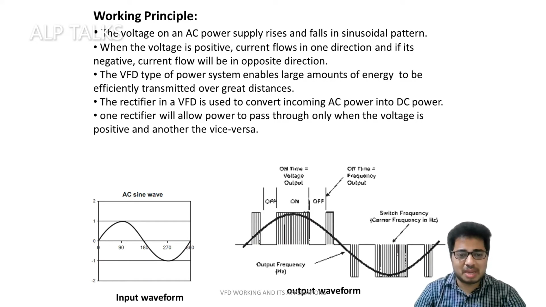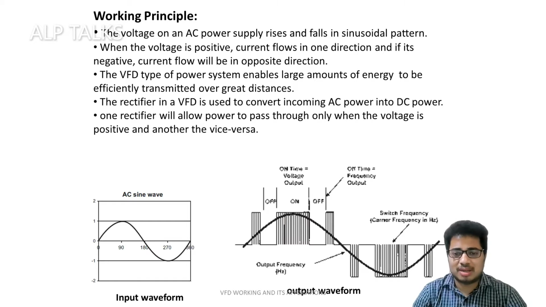So this is the sine wave we can see, 0 to 360 degrees. The positive cycle is 0 to 180 and the negative cycle is from 180 to 360 degrees. This is the input waveform. We will say AC sine wave. Say we consider the magnitude as 1 unit. So this is the pulse width modulation signal. Say this is the sinusoidal signal.